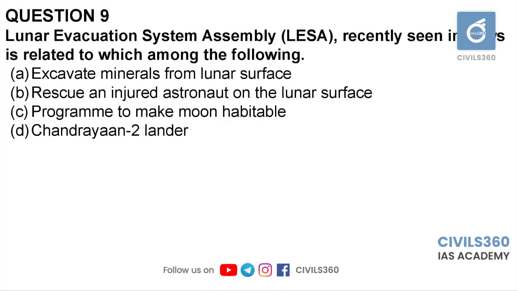Question number 9. Lunar evacuation system assembly recently seen in news is related to which among the following? It's a program, a system to rescue an injured astronaut from the lunar surface. It was recently in the news as developed by European Space Agency. It's a pyramid-like structure and it can be operated by a single astronaut to rescue a fallen colleague from the surface of moon. So the answer is option B, rescue an injured astronaut on the lunar surface.